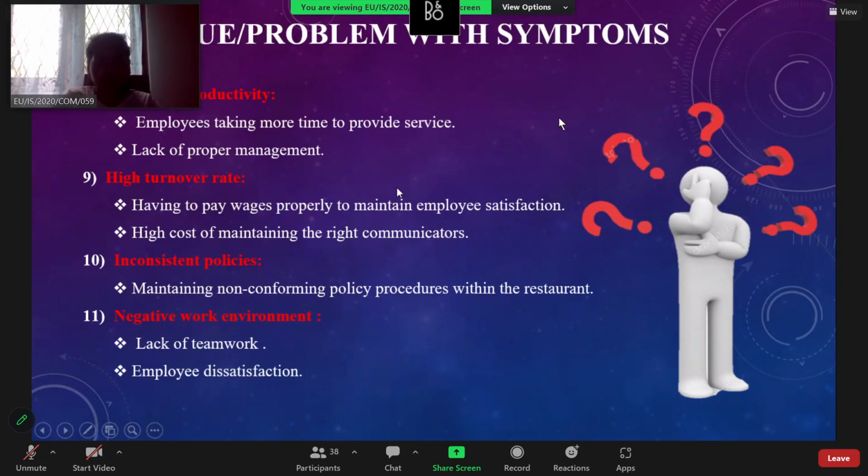Last one, negative work environment. Communication problems create a negative work environment characterized by stress, blame, inefficiency, and poor communication and collaboration. They result in lack of teamwork and employee dissatisfaction.